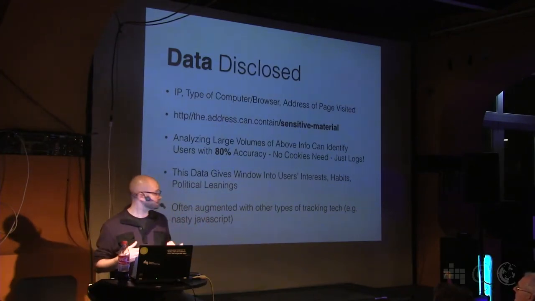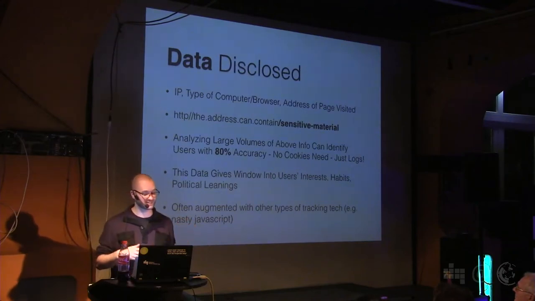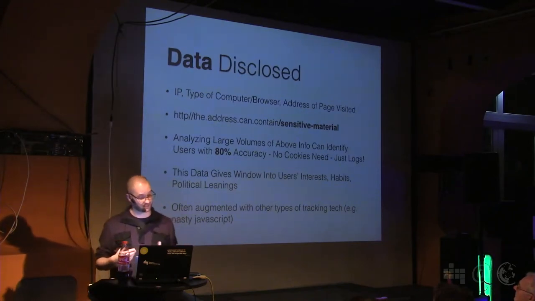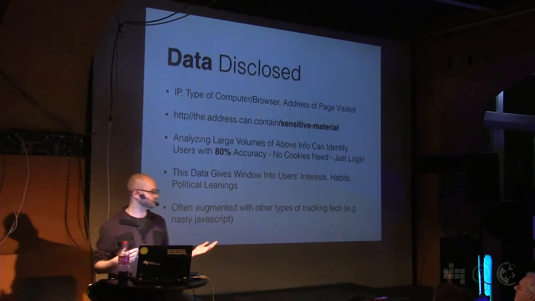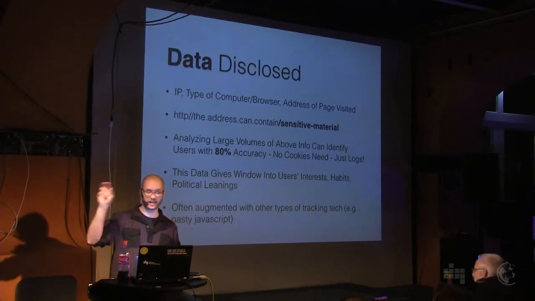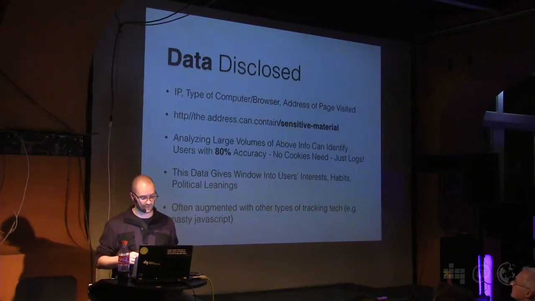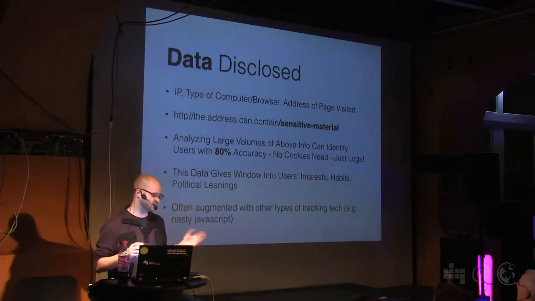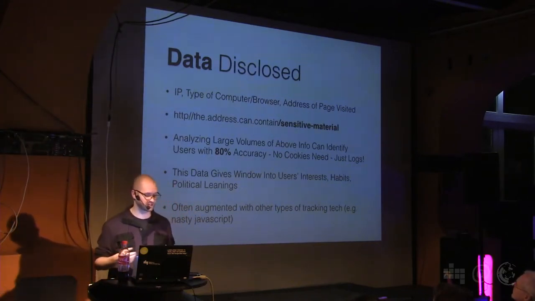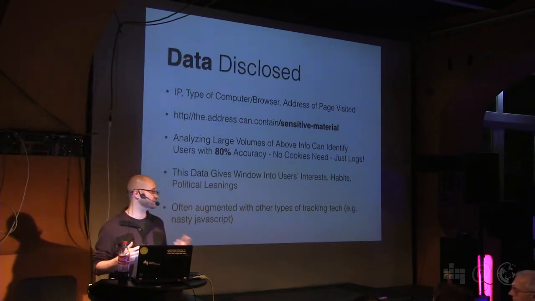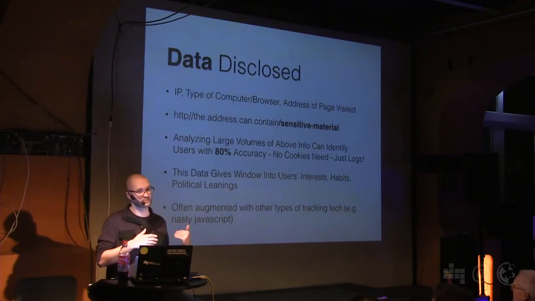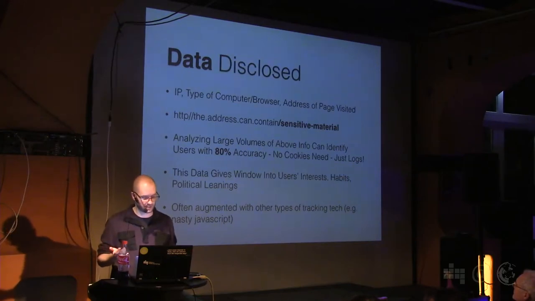The other thing that gets disclosed when you have one of these third-party elements is the address of the page you're visiting. And as you can see in bullet point two, the address can contain sensitive material. So just by sending that address referrer, someone can see what you're looking at. And with just this type of traffic log, just the HTTP logs, there's research that shows if you have enough of this, you can identify users at about 80% accuracy, which is the same as cookies, and you just need logs. And also because it's on the server side, the users can't see or do much about it.